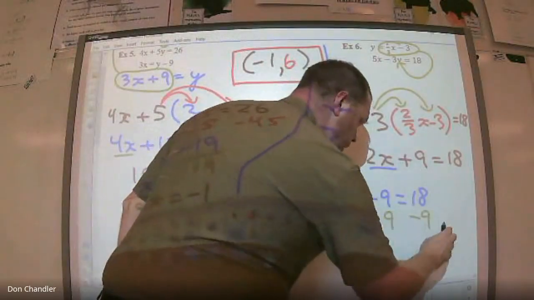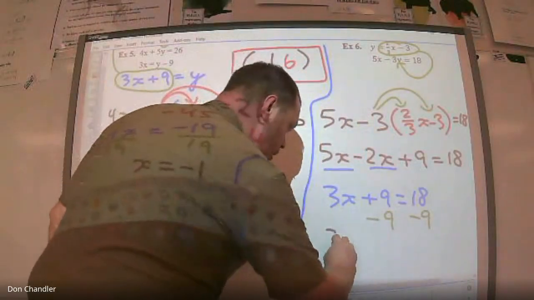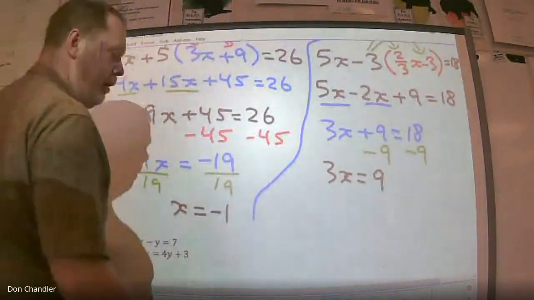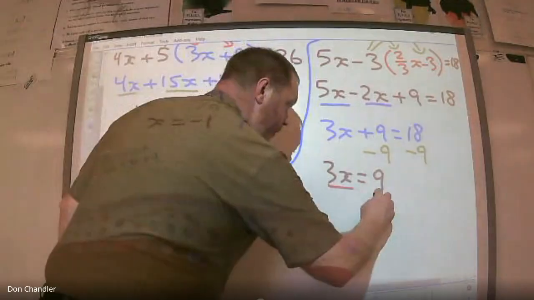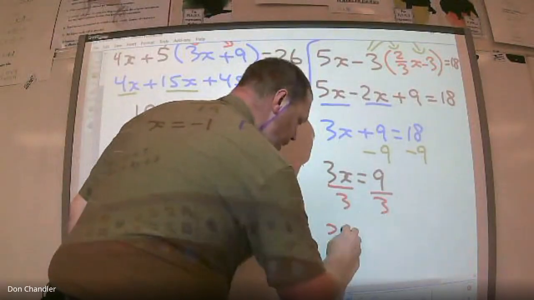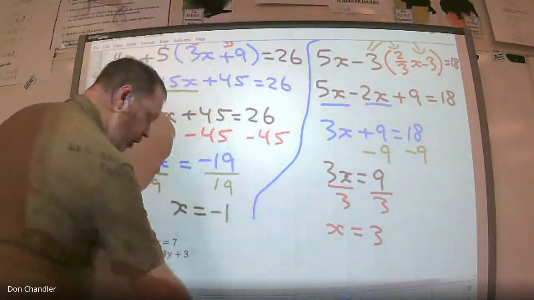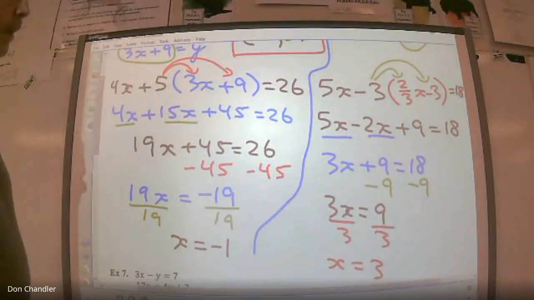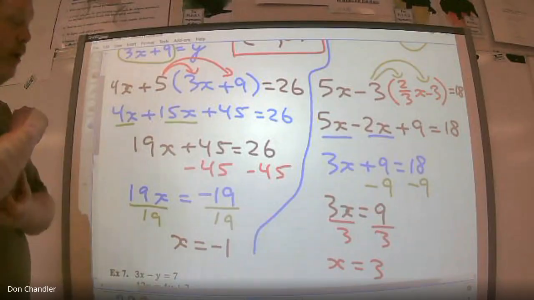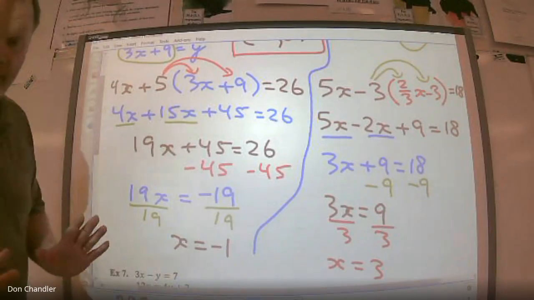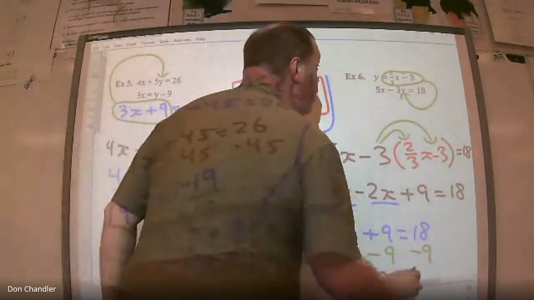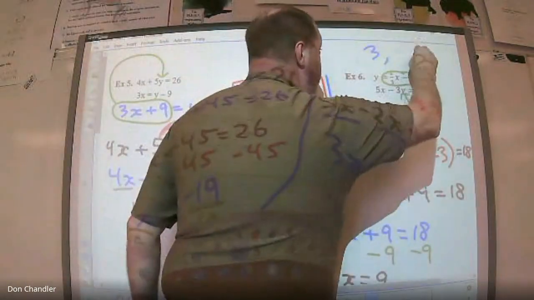Minus 9, 3x is equal to 9. Divide both sides by 3. Is anyone confirming that the x solution is 3? I'm going to just write 3 as my x solution. I have an answer of 3 comma something. I don't know what the something is yet. I'll get it. But my answer up here is 3 comma something.